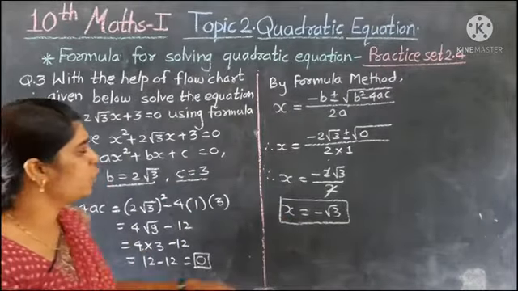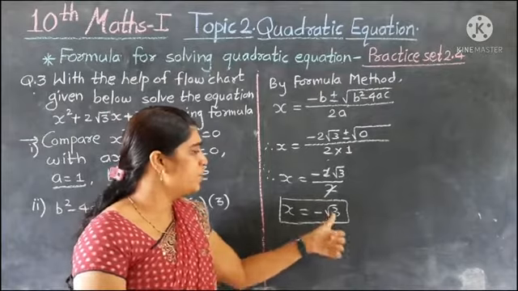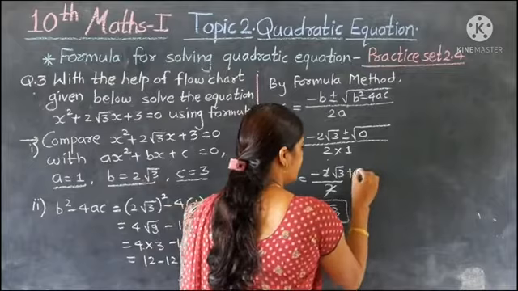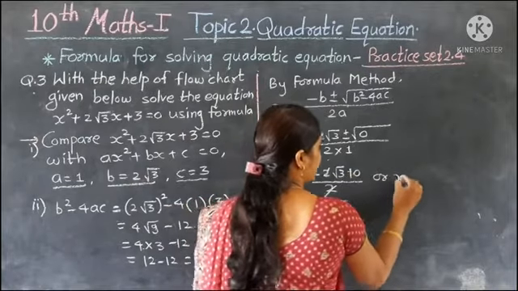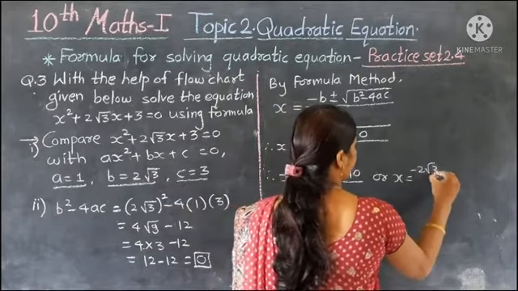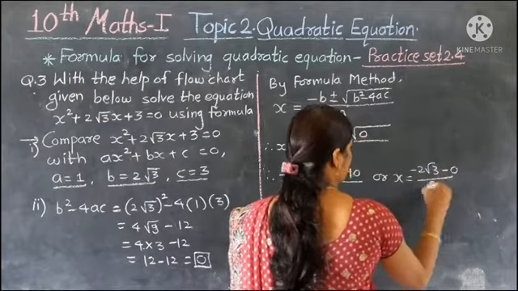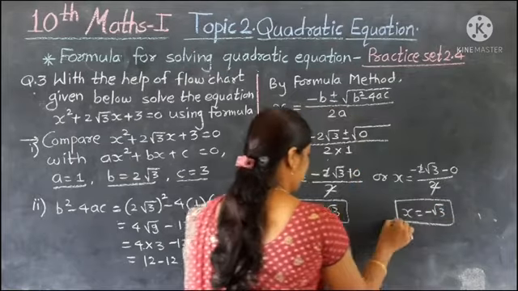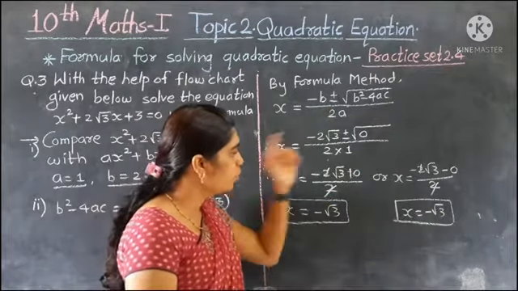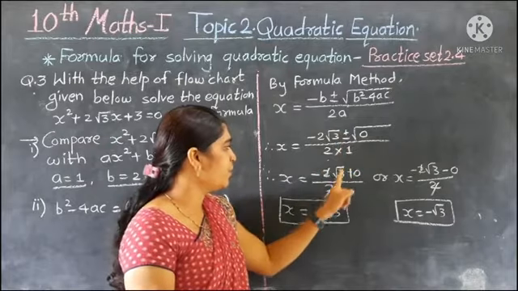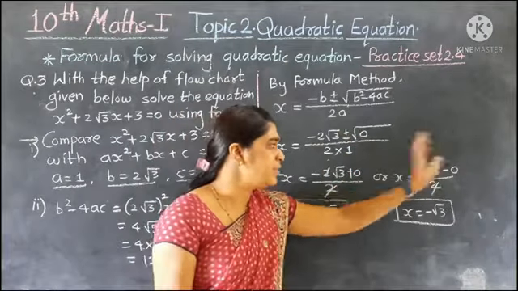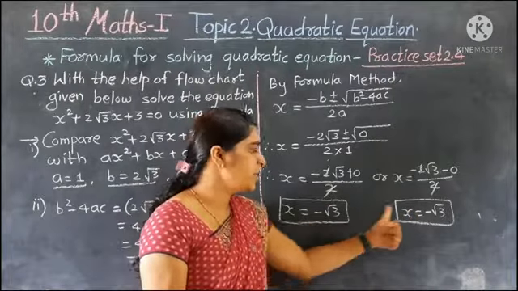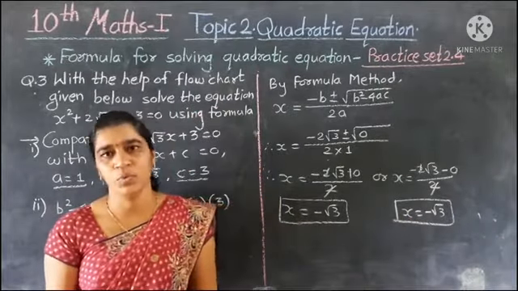So what is the value? Minus root 3 plus 0, or x is equal to minus 2 root 3 minus 0 upon 2. That is, we get x is equal to minus root 3. See here, root 0 is 0. So take plus 0 and then take minus 0, we get the same value. x is equal to minus root 3 and x is equal to minus root 3.